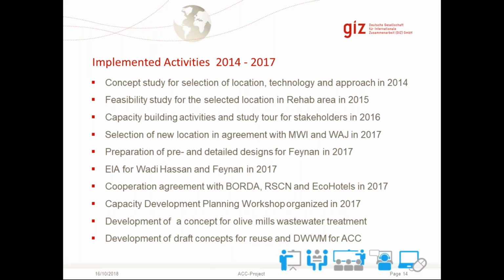In 2017, we started the capacity development planning workshop for our planned training activities. And we also started development of concepts for decentralized wastewater management and for reuse, which we have now already drafted, and in the coming months these concepts will be finalized.